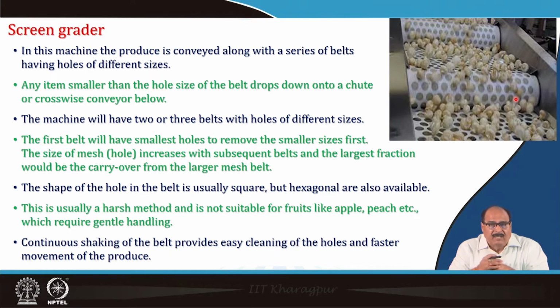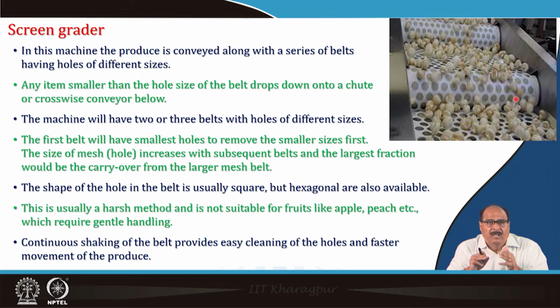So, here you see that now we will see some of the systems, machines etc. So, screen graders, you can very well see in the picture how it is graded, that is this machine. The produce is conveyed along with a series of belts having holes of different sizes. So, any item smaller than the hole size of the belt drops down onto a chute or crosswise conveyors below.